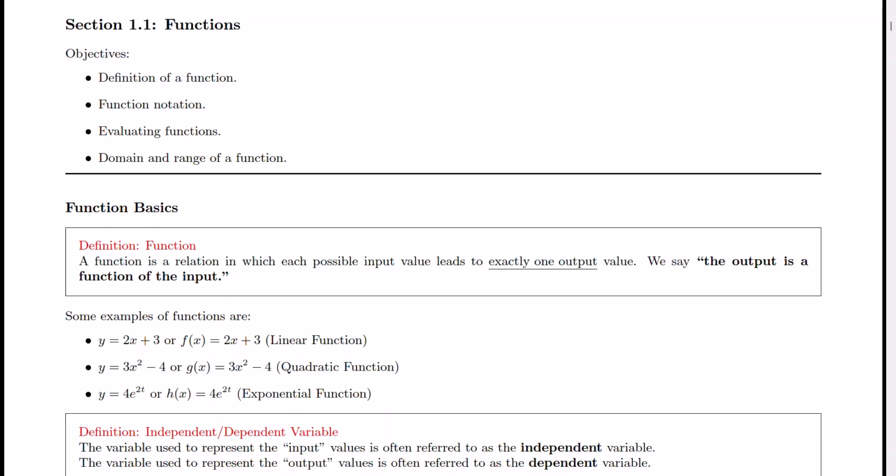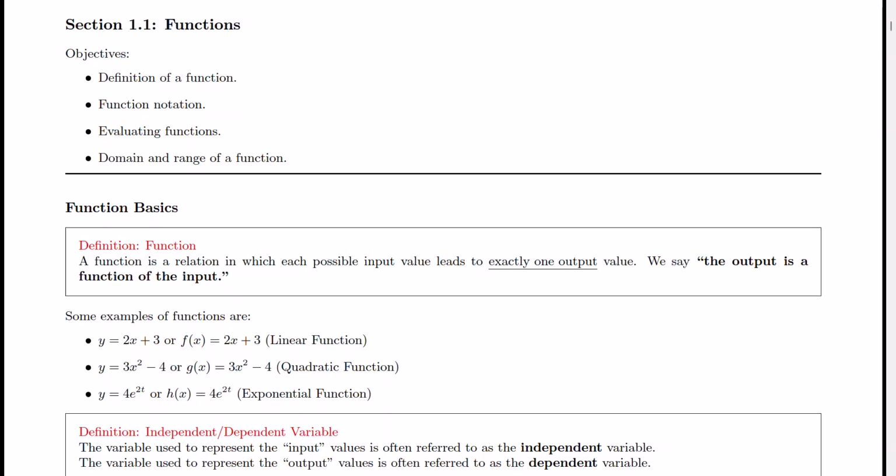We start this course with section 1.1 called Functions. You can see the objectives. We will define a function, or we are going to talk about function notation. We're going to evaluate functions, and then finally we're going to describe the domain and range of a function.